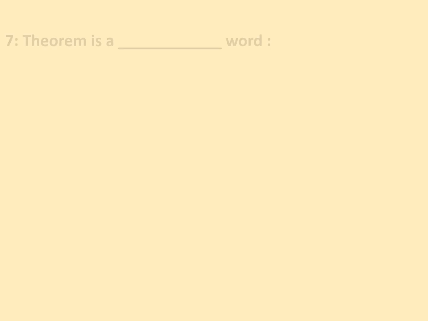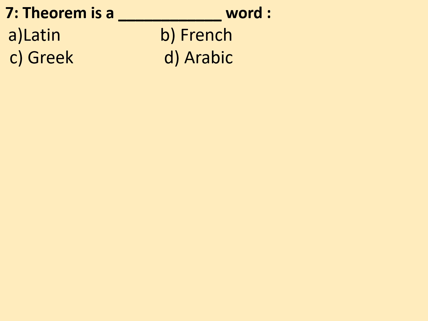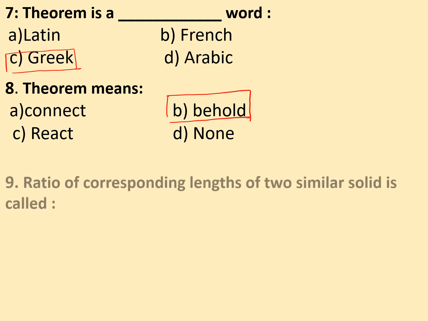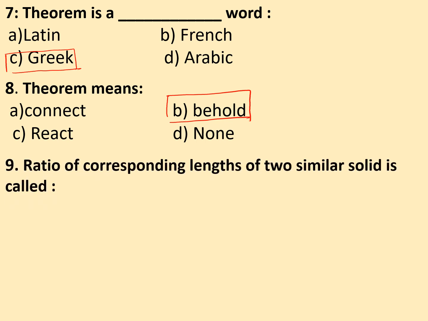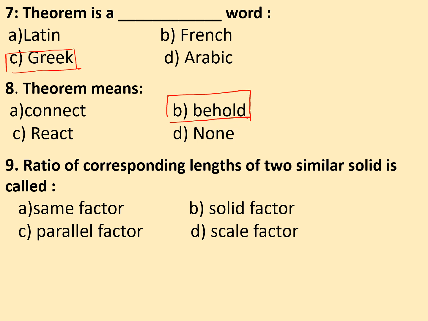Now MCQ number 7. Theorem is a dash language word. So theorem is a Greek language word. MCQ number 8. Theorem means? So theorem means behold. Option B is the right option here. Now moving to the next one. The ratio of corresponding lengths of two similar solids is called? So the ratio between the two lengths of similar solids is called the scale factor. Option D will be the right option in MCQ number 9.